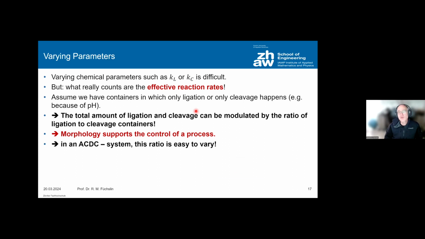But what you can do, if you're in a spatially heterogeneous system, what you actually care about are effective reaction rates. And effective reaction rates are the result first of the chemical kinetic reaction rates, and of course the diffusion rates, because the effective reactions are a product of chemical reactions and transport processes. And these transport processes are relatively easy to influence in an ACDC-like spatially structured environment.